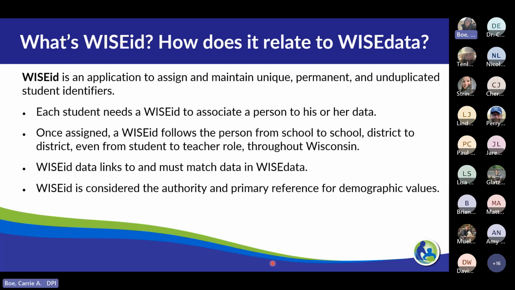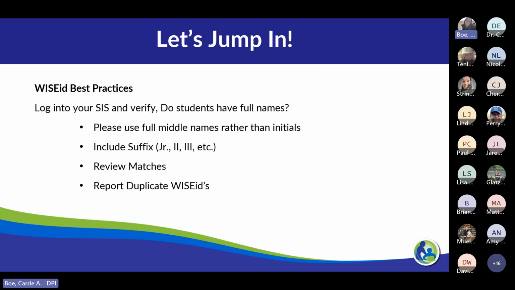WISE ID and WISE data are married. They link to each other and the data must match. So you are going to be seeing validation messages in WISE data regarding any issues with your student WISE IDs. And this is where the demographic values are really tied in heavily. The WISE ID is going to reference all of those primary demographic values. Okay, so this is some important information for you to be aware of.